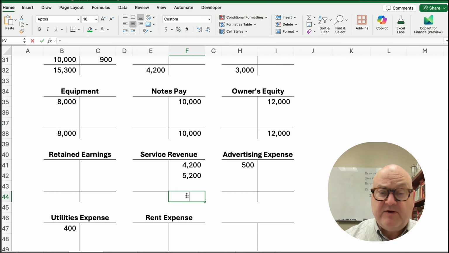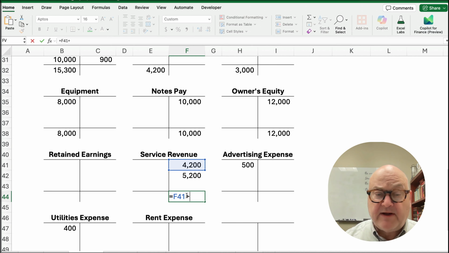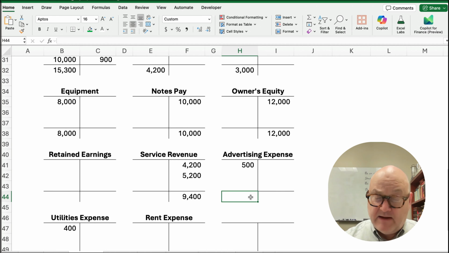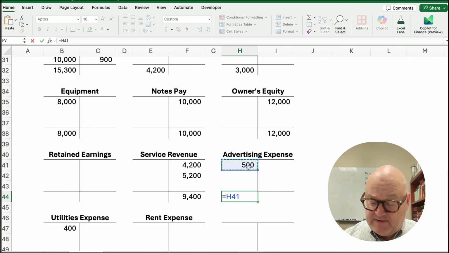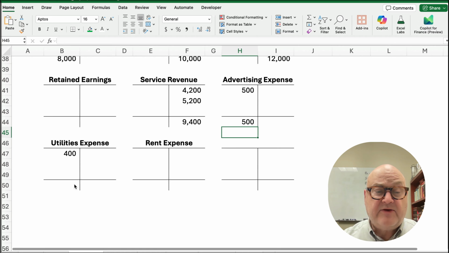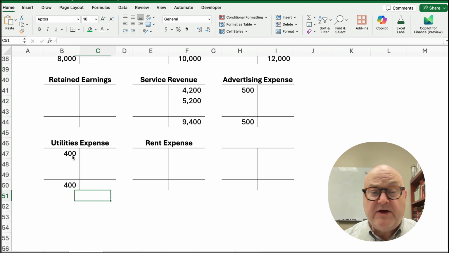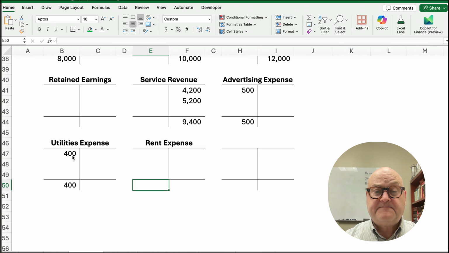Now, service revenue, we have $4,200 plus $5,200. So we have revenue of $9,400. Our advertising expense is $500. Our utilities expense is $400. And we don't have rent expense right now. Okay, so these are the balances before we make the adjusting entries.